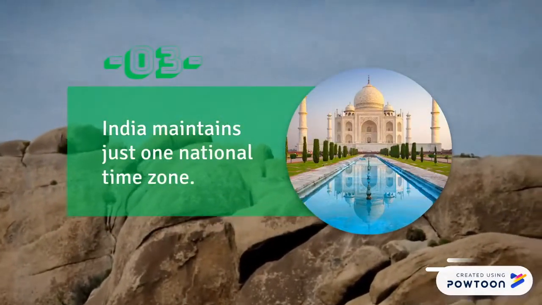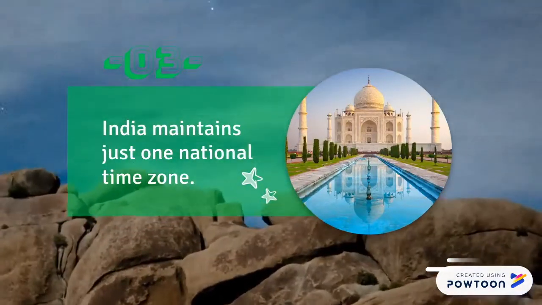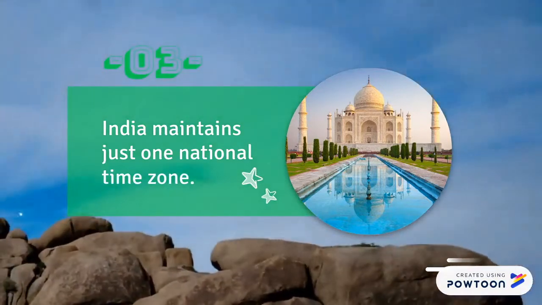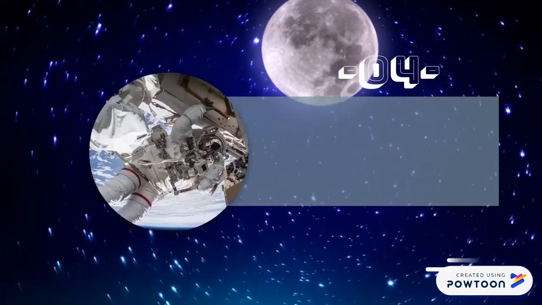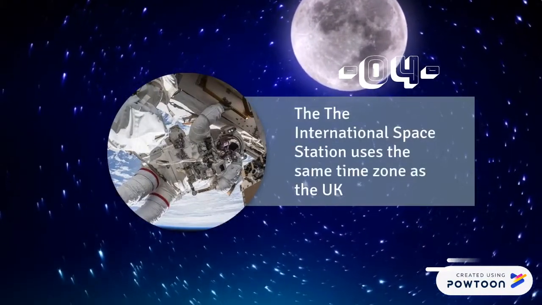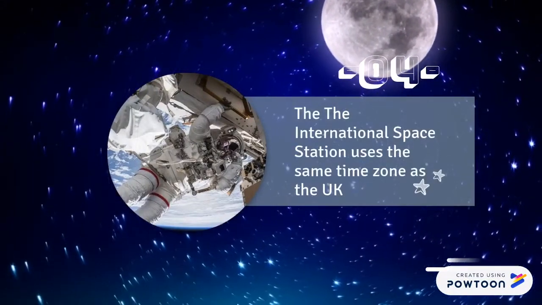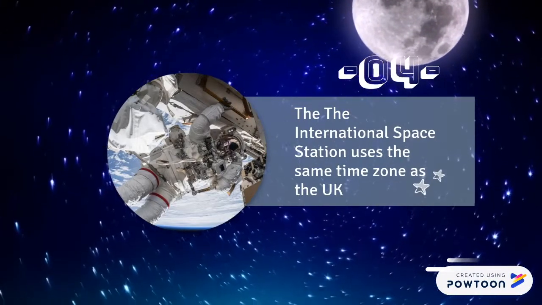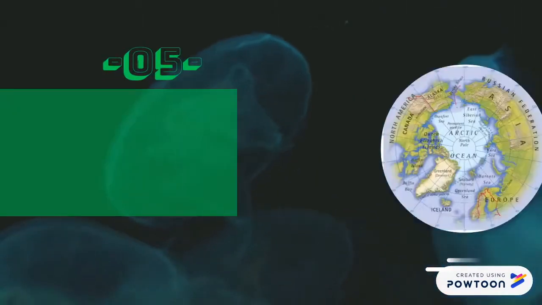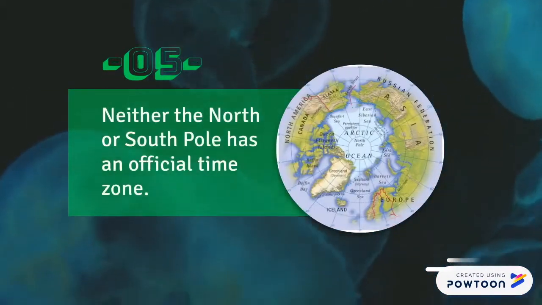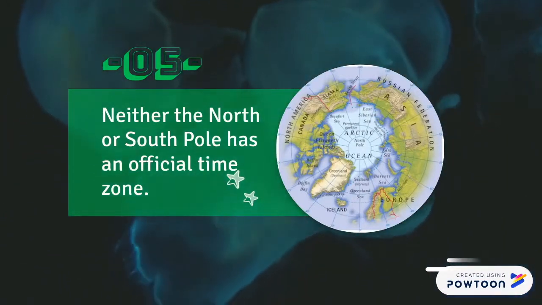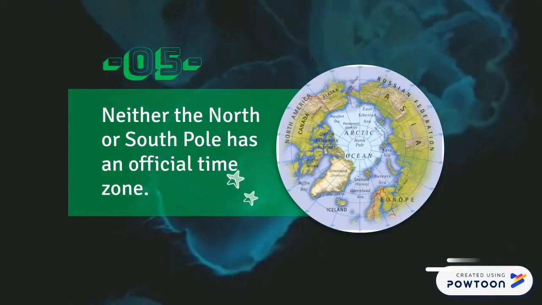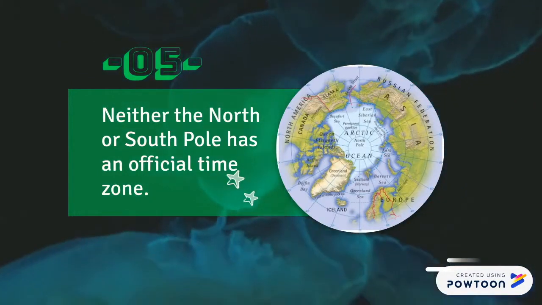Despite its size, India maintains just one time zone, a tradition dating back to the colonial era. Although technically there is no time and space, astronauts on the International Space Station are 5 hours ahead of New York. Because longitudes converge at the poles, neither the South or the North Poles have an official time zone. Instead, the North Pole research stations follow the time zones in their respective countries, and the South Pole follows the time in New Zealand.